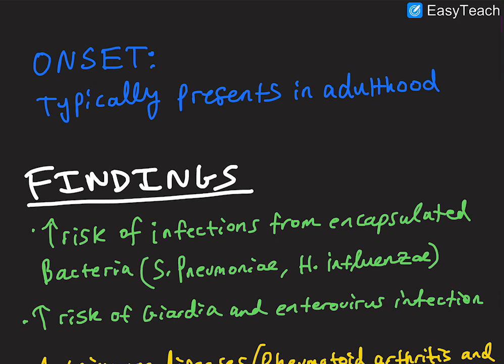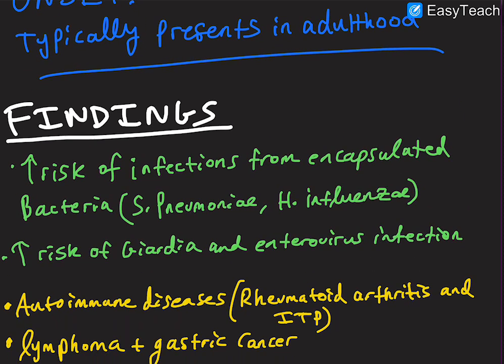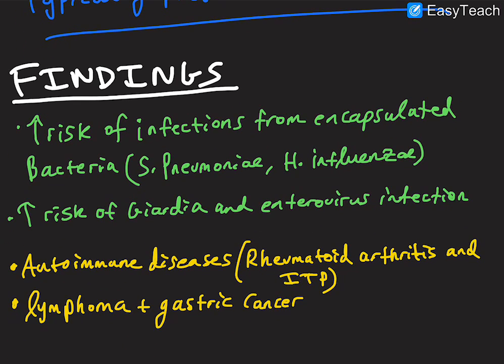So first thing we should say is the onset of this typically presents in adulthood, as compared to X-linked agammaglobulinemia. Remember, that presents after 6 months of age because for the first 6 months, the baby's protected with the mother's breast milk, which has antibodies to fight off certain pathogens. So again, in common variable immunodeficiency, it typically presents in adulthood. Okay, so let's go in order and make sense of the findings.